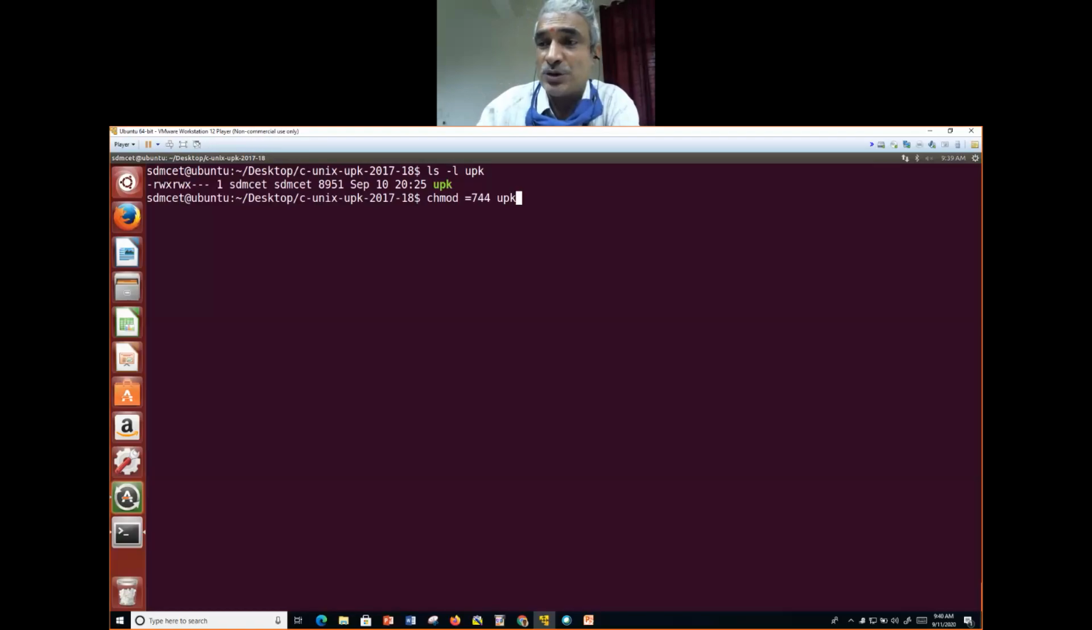Now you will get a question in the exam. Consider the file UPK which has access permissions for owner, group and others as given below. A change mode with this command, what is the output of this? What changes will it bring? It will not add; it will make read write execute for the owner, only read for the group, and only read for others, no matter what is existing. This is one question. Or: how is change mode equal to different from plus, demonstrate with an example.